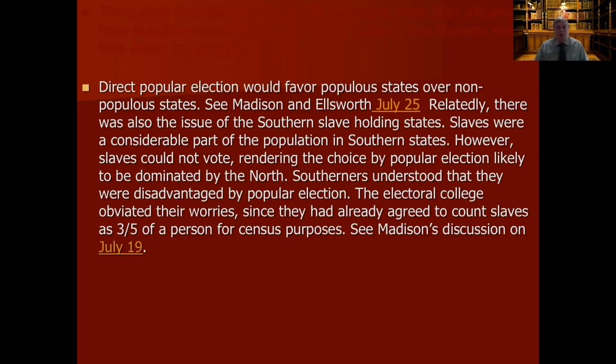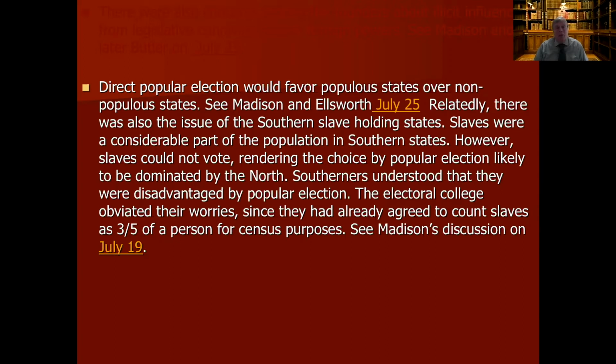Direct popular election would also favor populous states over non-populous states, in the sense that the populous state has more citizens than the non-populous state does. And you can see evidence of this discussion in Madison's notes on July 25th. We won't go there this time, but you can look at the discussion by Madison and later by Ellsworth on July 25th about the concern about favoring the large states over the small states.